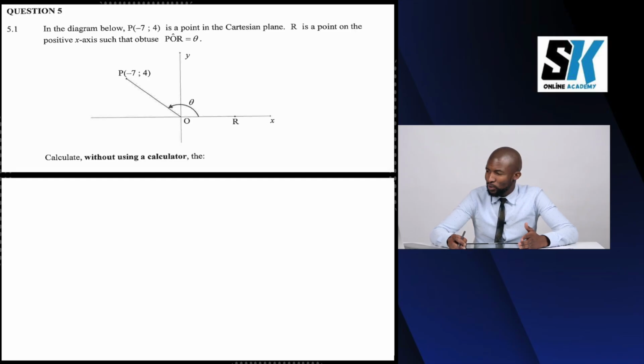So from 5.1.1 to 5.1.2, you are not required to use your calculator. Here and there you may use it, but you will mostly use your sketch or the values from the sketch that you are given.